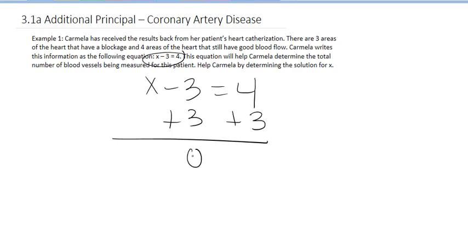This will give us 0. So we have x plus 0 is equal to 4 plus 3 is 7. So essentially now we just have x is equal to 7.